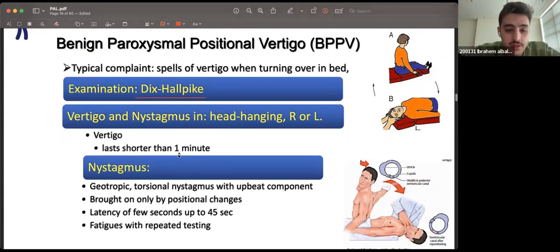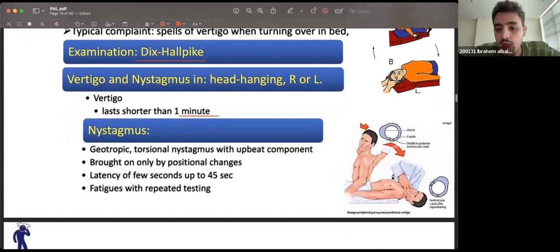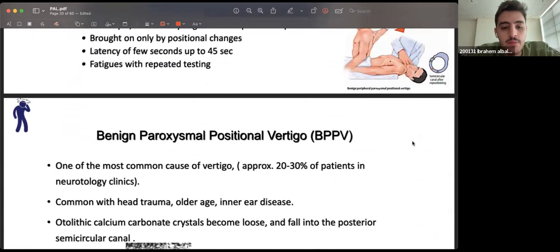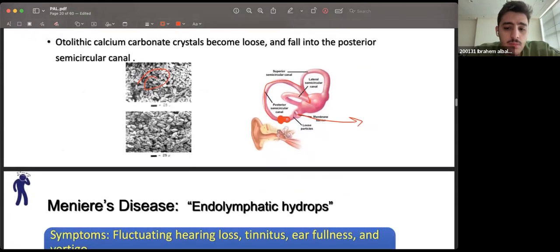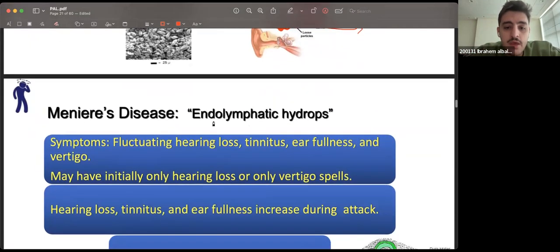Now, the episode, as we said, is less than 1 minute. There aren't any hearing symptoms. And when we want to treat it using the Epley maneuver, we're just moving the stone outside the canal, okay? You will learn more about this in the head and neck block. So this is the shape of the stone in microscopy. Just know that it's for a few seconds and it's due to stones, that's it.